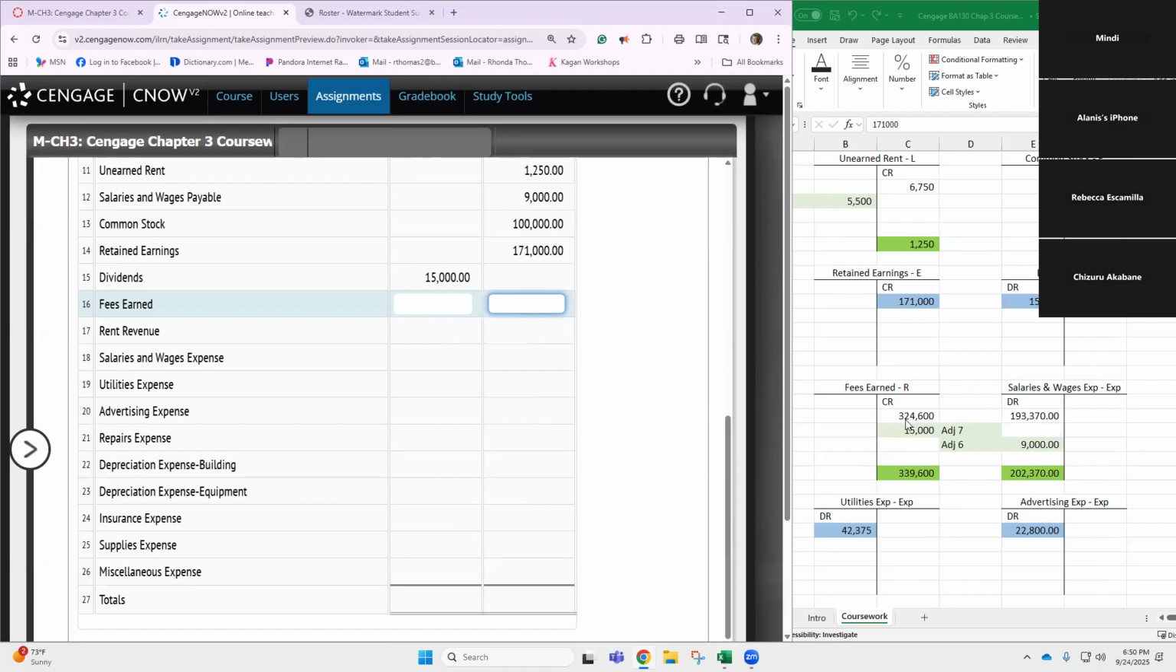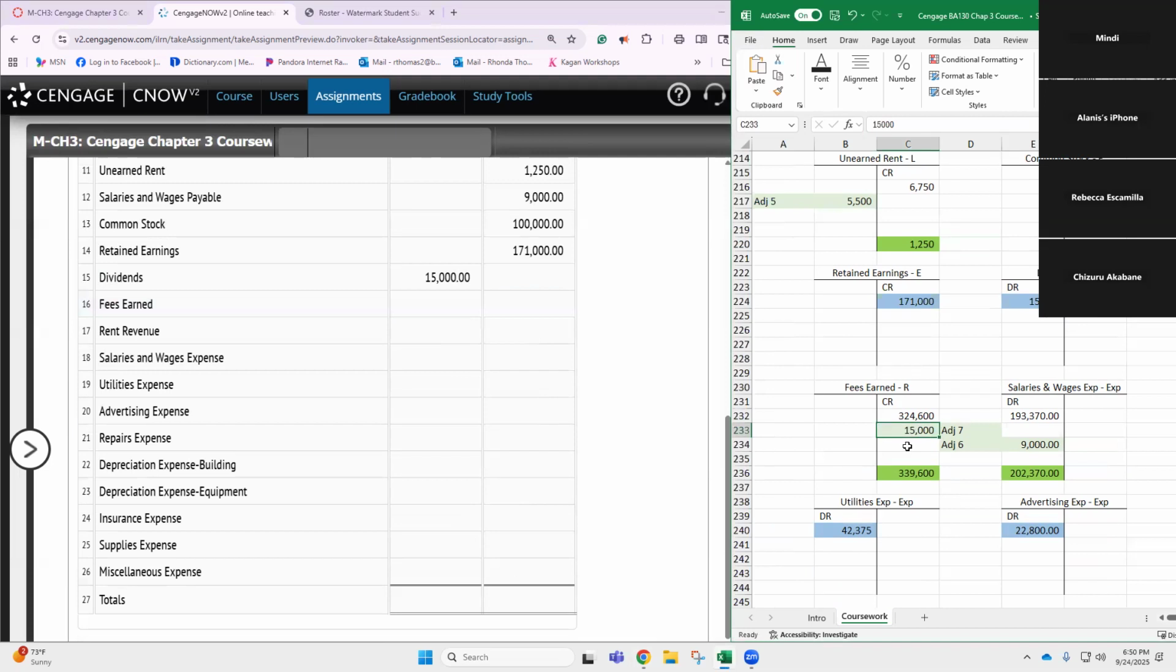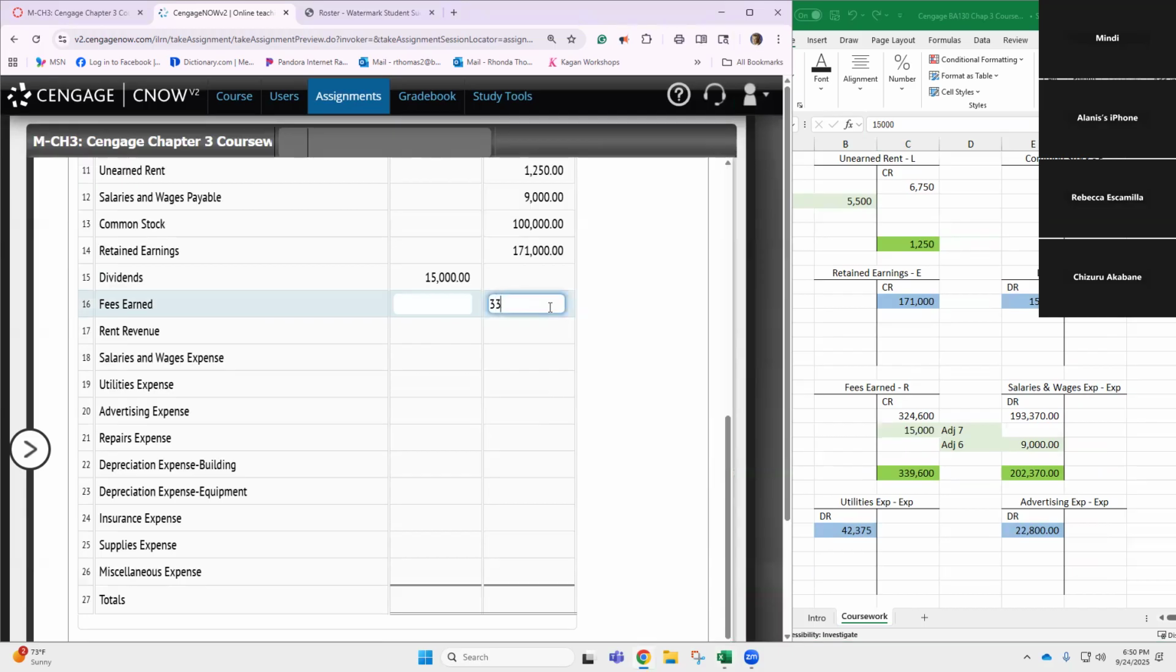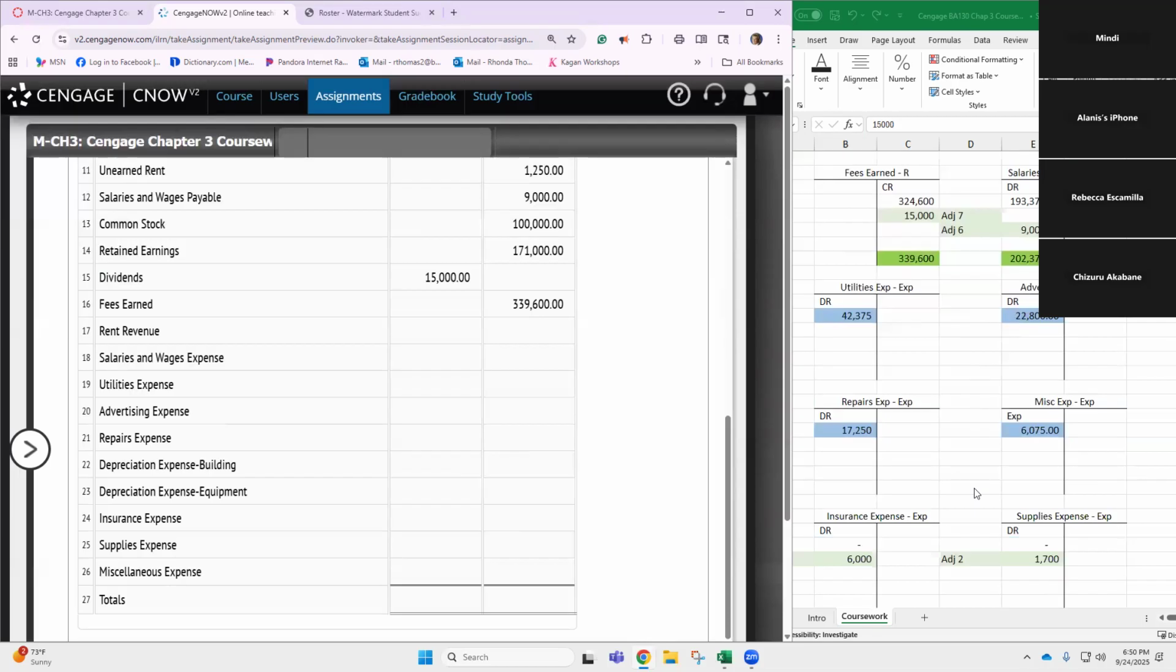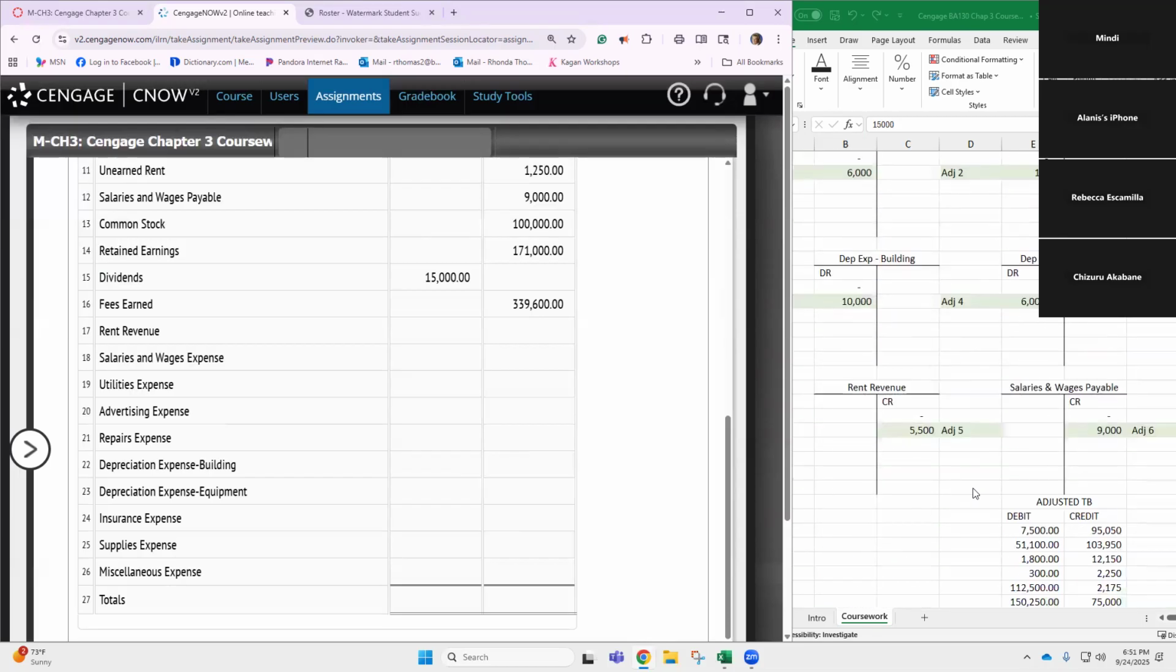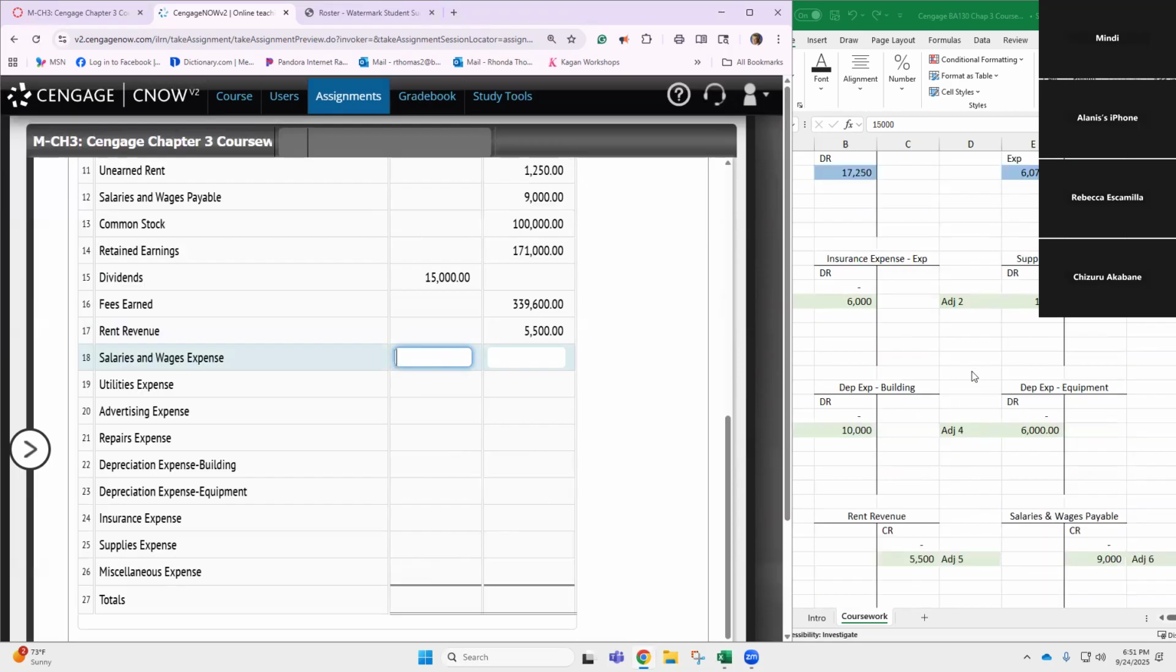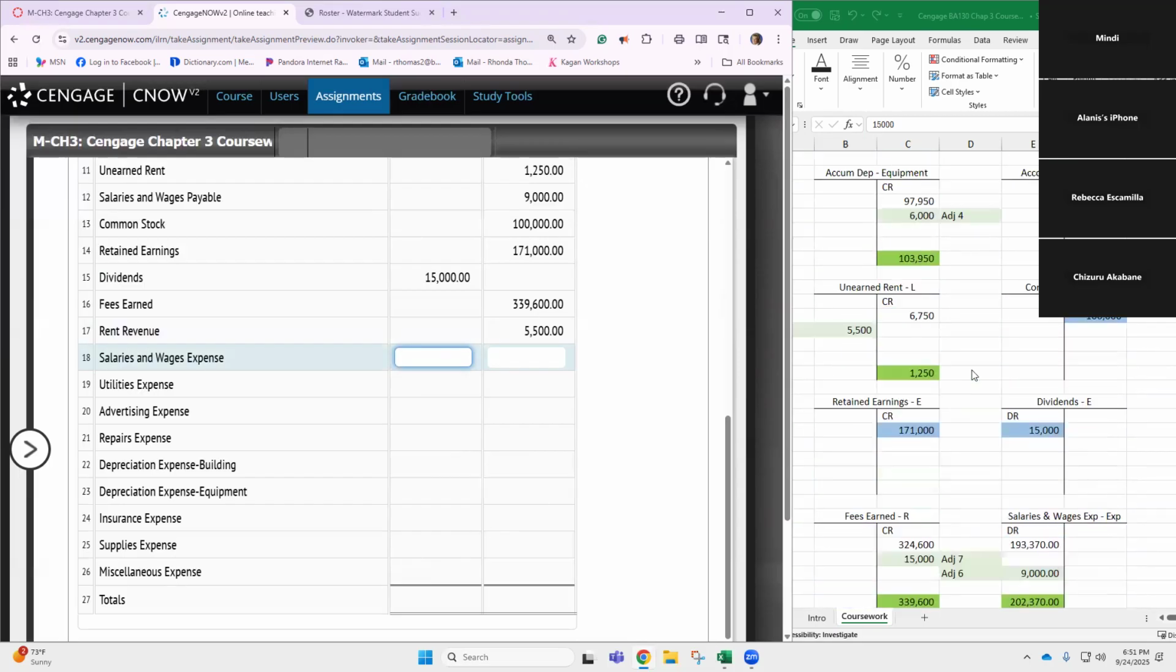All right, here we go. Fees earned has $324,600. We added $15,000 to it. So now its new balance is $339,600. Rent revenue had nothing in it, but now it has 5,500 in it. So let's put 5,500. Now let's go back across to the debit side, and that's where we're going to stay for the rest of this. So salaries and wages expense, I'm going to pick up the pace a little bit.